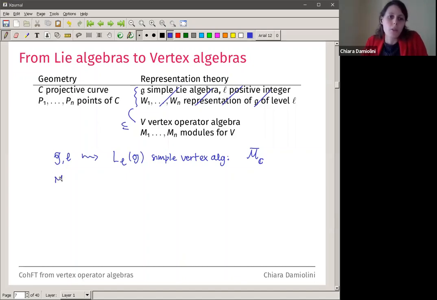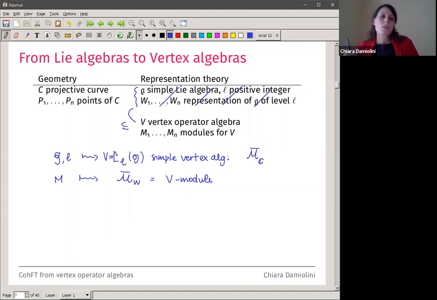And again, to the module, if I have a representation of GM, I can associate this module which I had before, and bar W, and this is really a V module, where V was this vertex operator algebra. And the way in which we will construct the coinvariants for vertex operator algebra naturally generalizes the construction for simple Lie algebra.